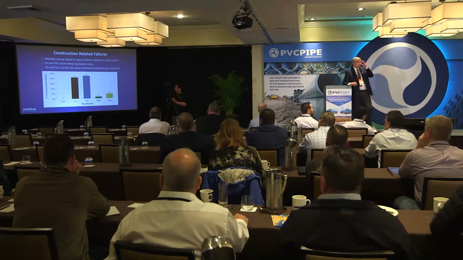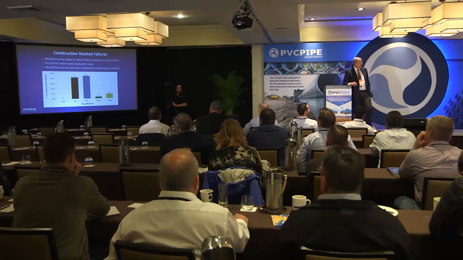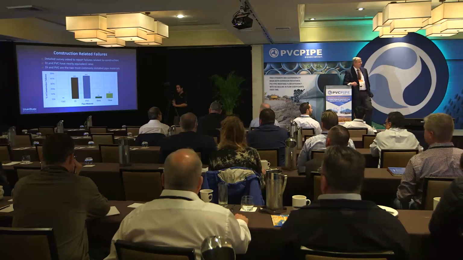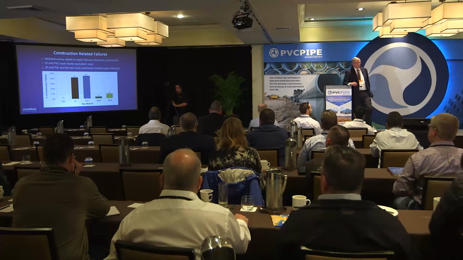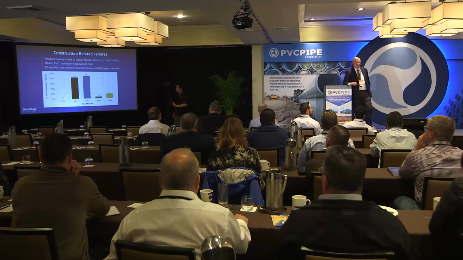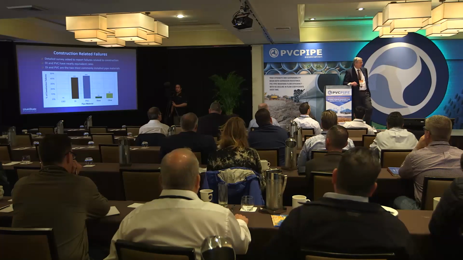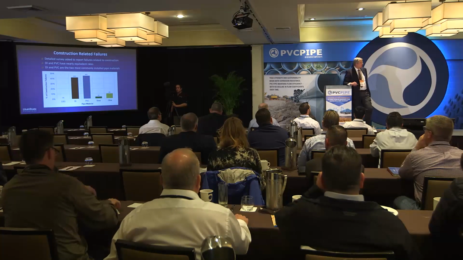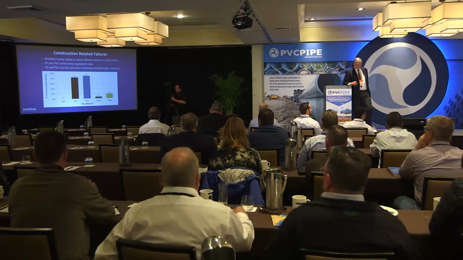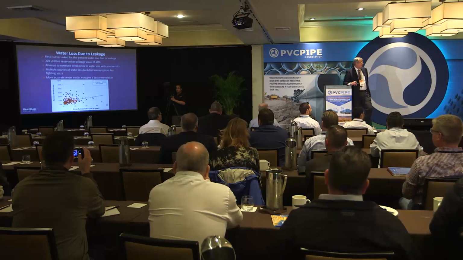Construction-related failures. We asked in detailed surveys, if you were doing construction and had a failure, report what type of material. The two most common materials are ductile iron and PVC. And guess what? About the same rate of occurrence. I know Dr. Lyon has been saying we don't have near the construction-related failures as PVC. Not true. It's a fraction of a percent difference, okay? There's some argument to that issue.